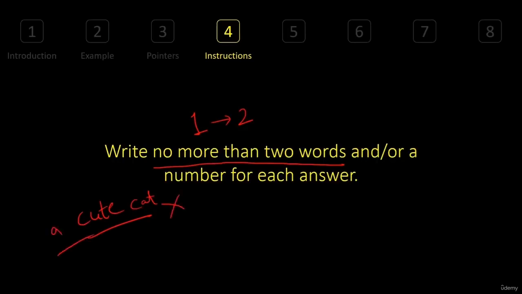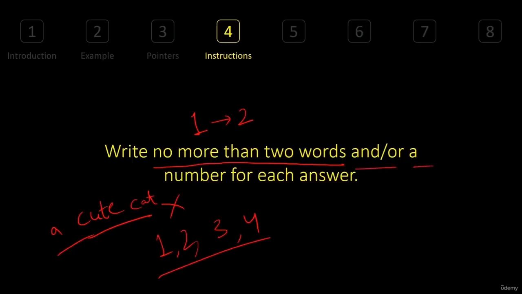So watch out. When they have mentioned not more than 2 words, it has to be 2 words or 1 word. What if they have mentioned not more than 4 words? Then 4 words are allowed. So you can have 1, 2, 3 or 4 max. You cannot write more than 4 words. Now what is this last part? And or a number for each answer.